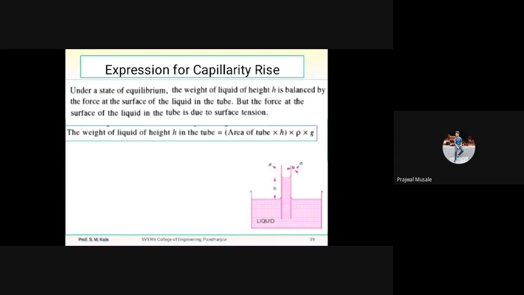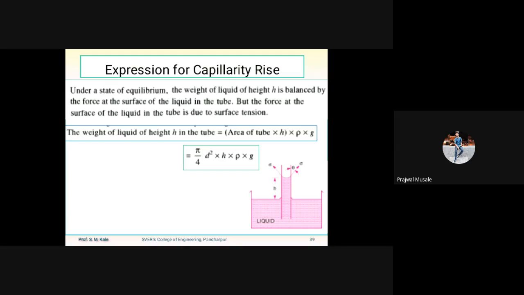And the second one is the tensile force. Here the area of the tube is pi by 4 d square, because d is the diameter of that capillary tube. So pi by 4 d square into h into rho into g. This is the formula of the weight of liquid inside a capillary tube which has height h. This weight is balanced by the surface tension, that is, by the tensile force.